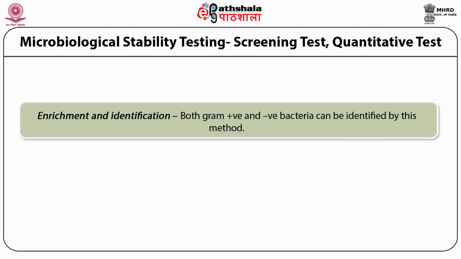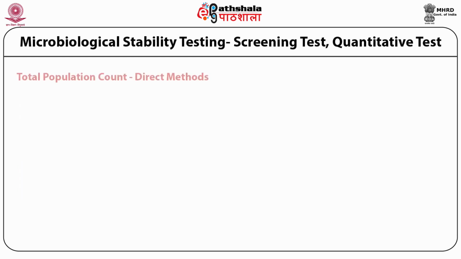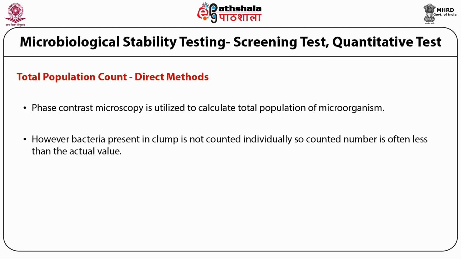Serial dilution of the sample is plated on the broth and is incubated. Dilution showing growth is streaked on both modified agar and other media. Distinct colonies are then stained to find gram-positive and gram-negative. And there are a variety of ways to determine the number of bacteria in a sample: by total population count, direct method. Phase contrast microscopy is utilized to calculate the total population of microorganisms. However, bacteria present in clumps are not counted individually, so the counted number is often less than the actual value.